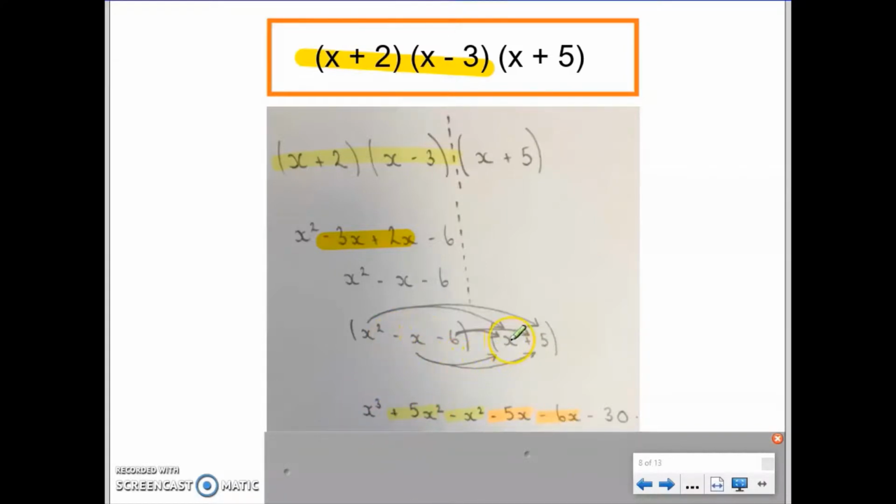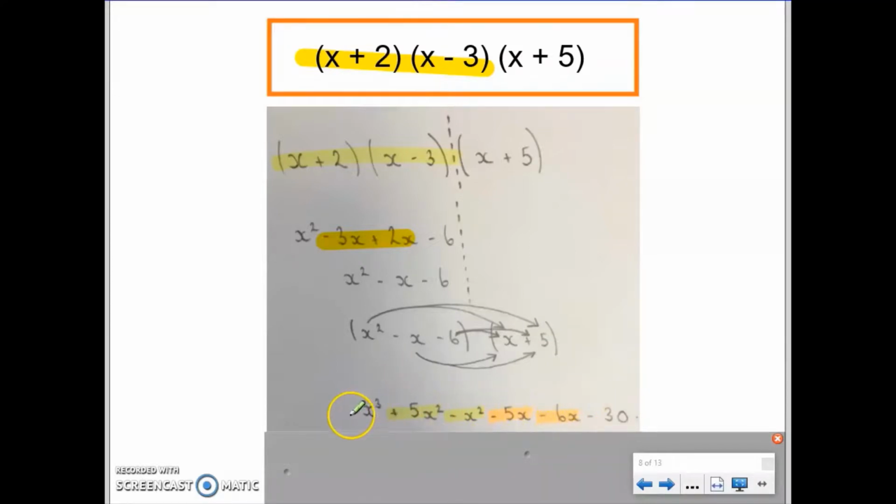Minus x multiplied by x is negative x squared. Minus x multiplied by 5 gives me negative 5x. And my last 2 multiplications, minus 6 times x is negative 6x, and minus 6 times 5 is negative 30. So because I'm multiplying a quadratic with 3 terms by a bracket with 2 terms, I'm doing 6 multiplications, so I'm ending up with 6 terms.